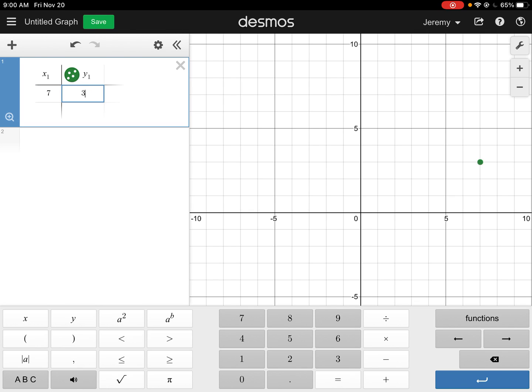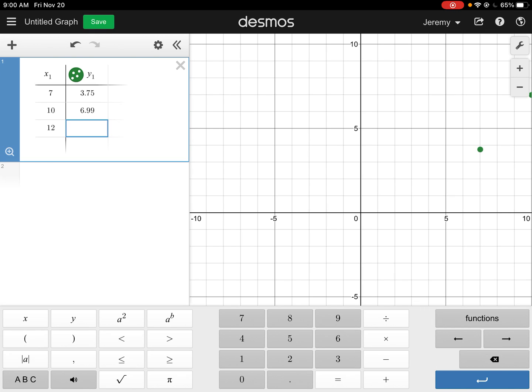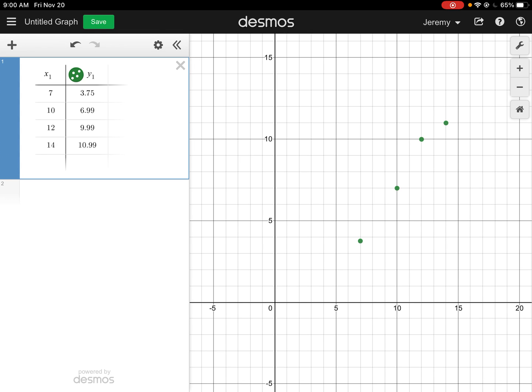So 7 and 3.75, 10 and 6.99, and then we have 12 and 9.99, and we have 14 and 10.99. So we get these points. Let's go ahead and see our points on our graph.